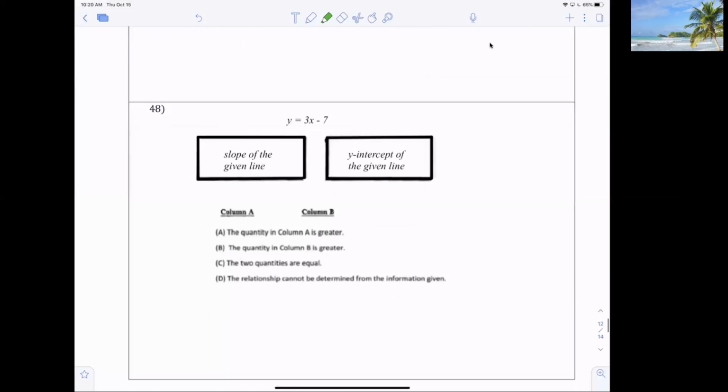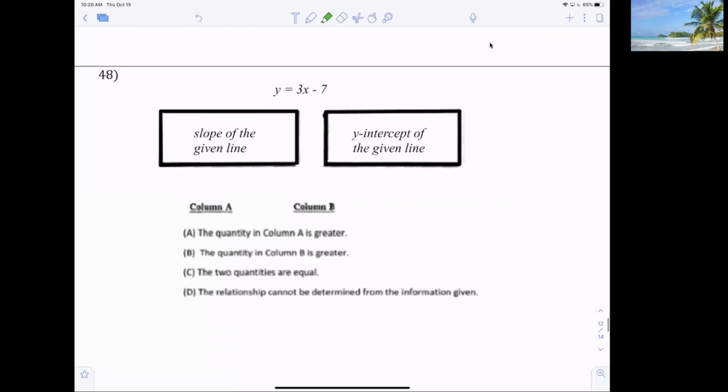All right, here we go. What's the slope of the given line? 3. What's the y-intercept? Negative 7. So what's the correct answer? Remember, this is A and this is B. A is bigger. You're just comparing 3 to negative 7, right?